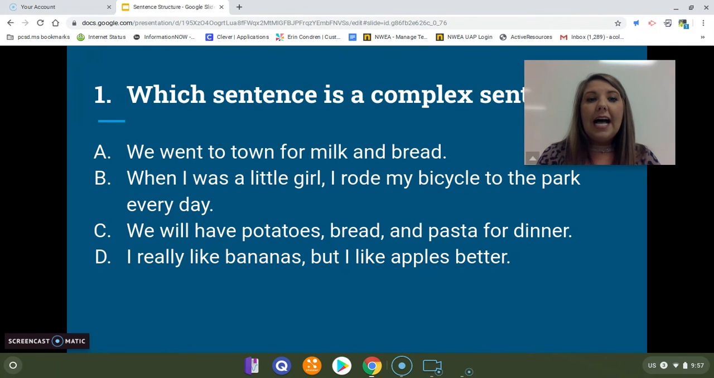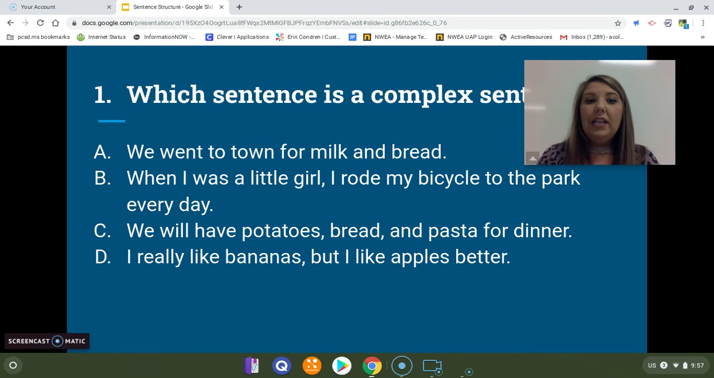B, when I was a little girl, comma, I rode my bike to the park every day. Do we have a dependent clause? Yes, when I was a little girl. Do we have an independent clause? Yes, I rode my bicycle to the park every day. Did we merge them with a comma? Yes, we did. So we're going to put a question mark because we think that's our answer, but we're going to keep going just to make sure.